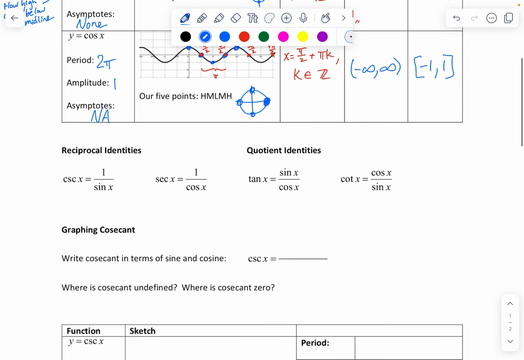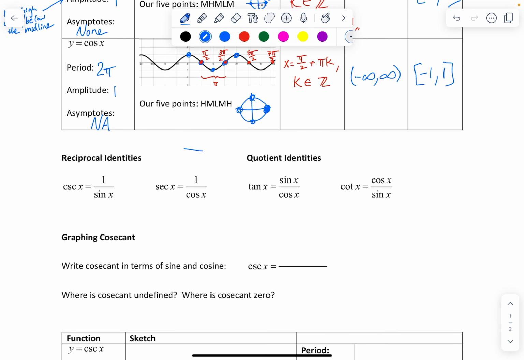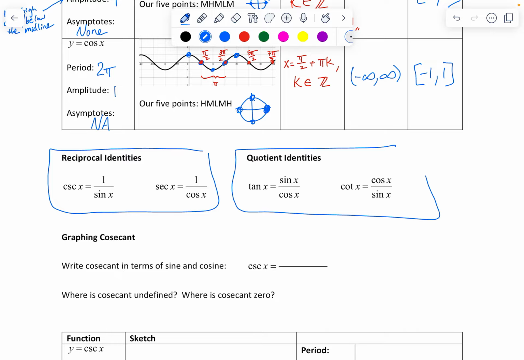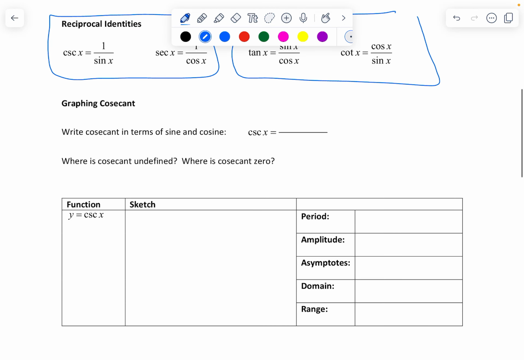Okay, so now we're going to use everything we have here to then generate the other 4 trig functions. Okay, so we remember the reciprocal identities are these two. Cosecant is the reciprocal of sine, it's sine's buddy, and secant is the reciprocal of cosine. And tangent, we know it to be sine over cosine, and cotangent is the reciprocal of that, so cotangent is going to be cosine over sine. So these are going to be really helpful as we keep going.